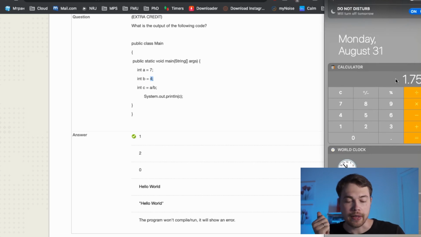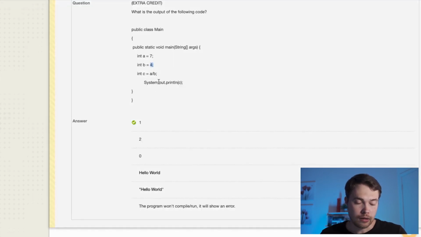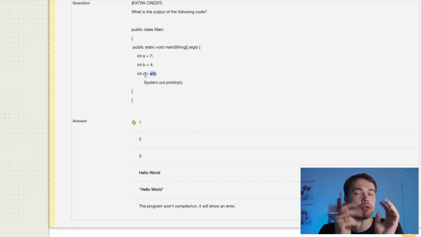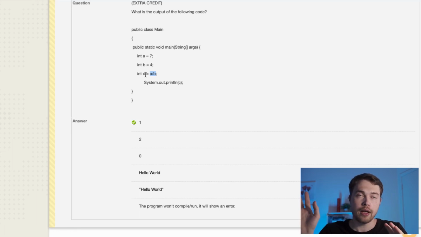Perfect. Awesome. That's probably what should be assigned to c, but the problem is that c is an integer. So we can't really have c equal to 1.75 because c is an integer. So something should happen. Unfortunately, in such cases, Java does not throw an error and doesn't show any warning. What it does is just take the whole part, like 1, and throw everything else out. So even if you have 1.9999999, if you assign that to an integer variable, it's going to be just 1.